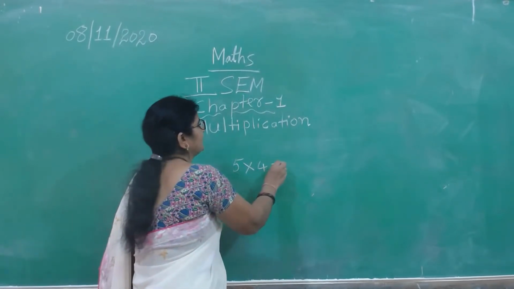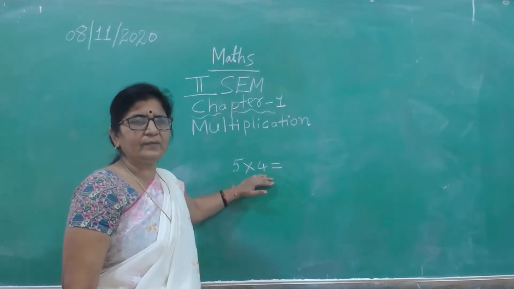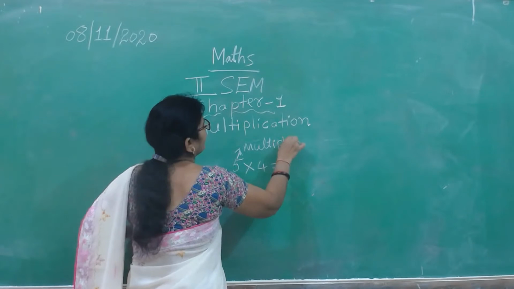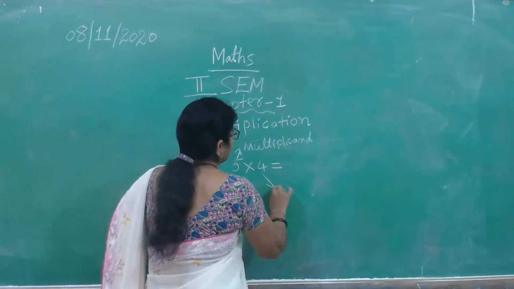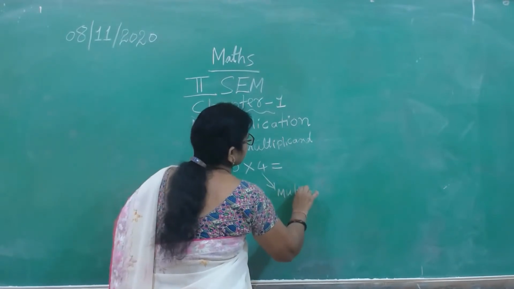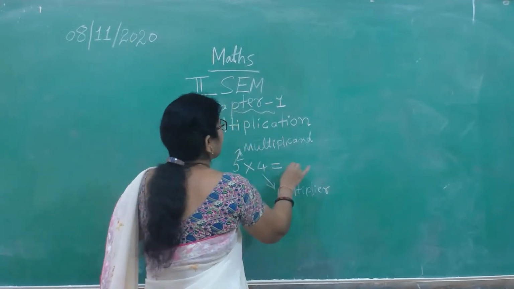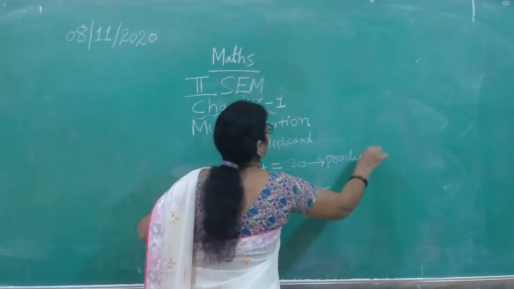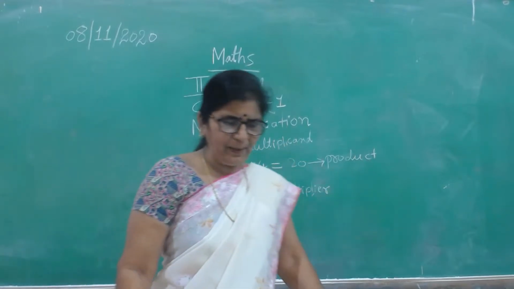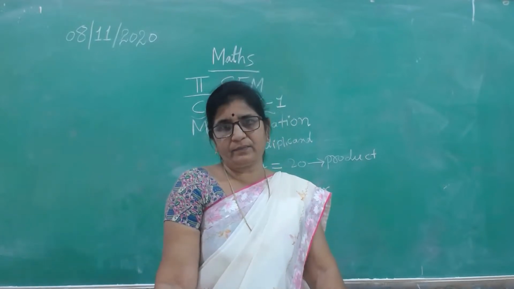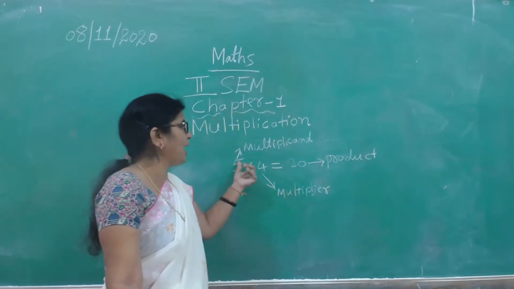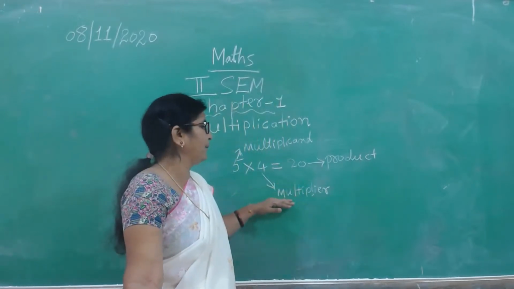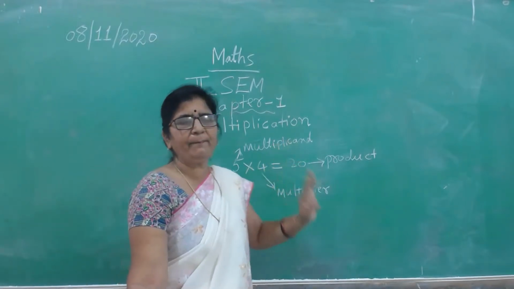Then what is the result? This is multiplicand and this is multiplier, and 5 fours are 20. This is product. What is multiplicand? It is the number to be multiplied. The number to be multiplied is called multiplicand. The number which multiplies the given number is called multiplier. And the result of these two is a product.